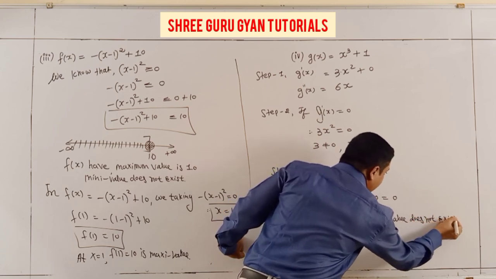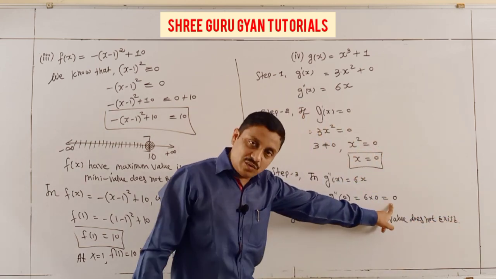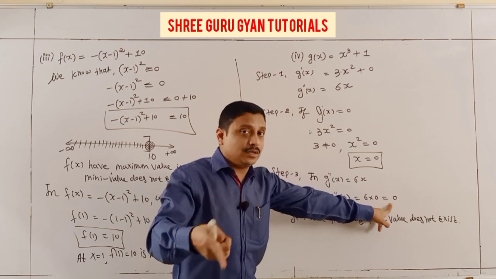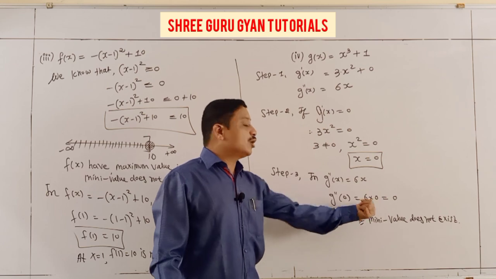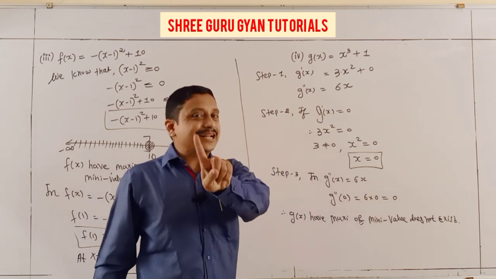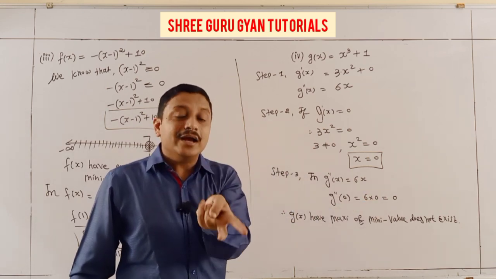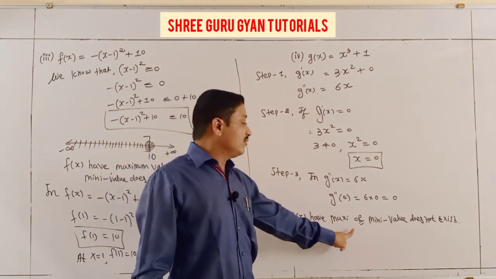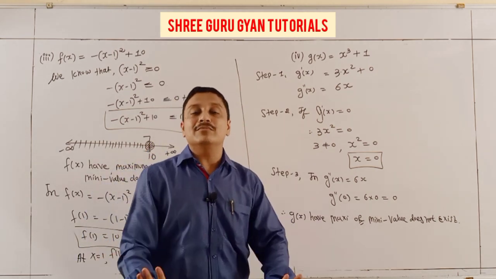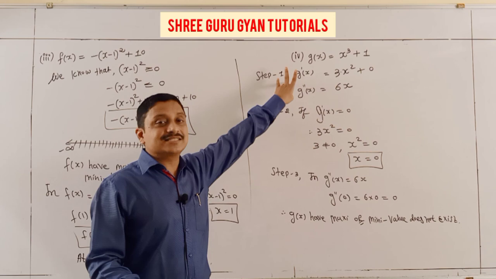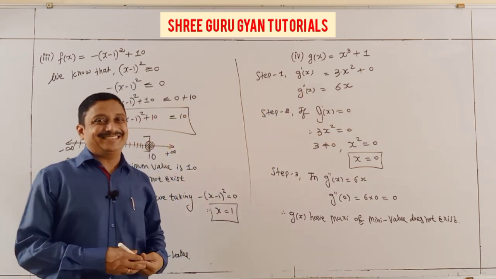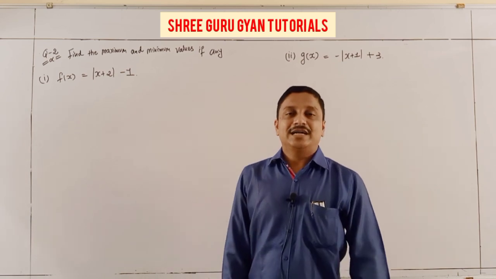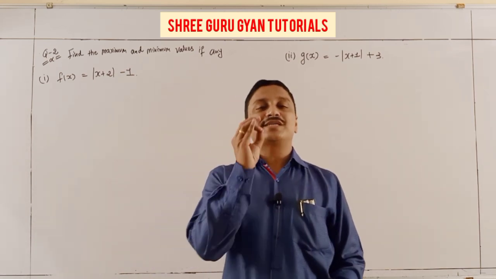Again repeat. If you are getting here greater than 0, then minimum value. If less than 0, then maximum value. But here it does not say you are greater than 0 or less than 0. It is exactly 0. Therefore, we write down here minimum and maximum value does not exist. And here, students, this numerical is done. Now students, we are going ahead. One more same parallel numerical.